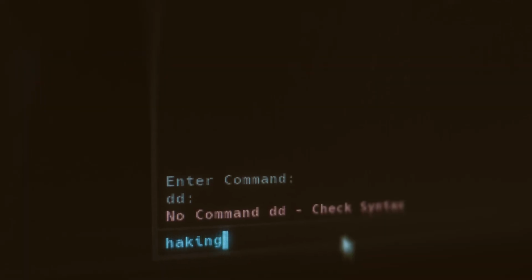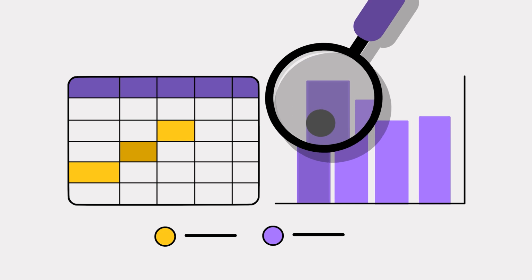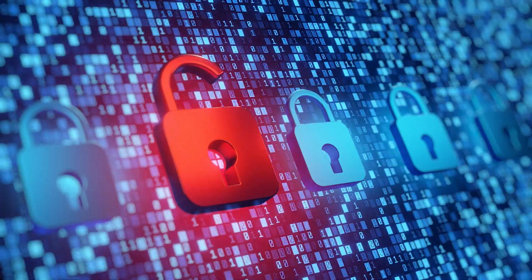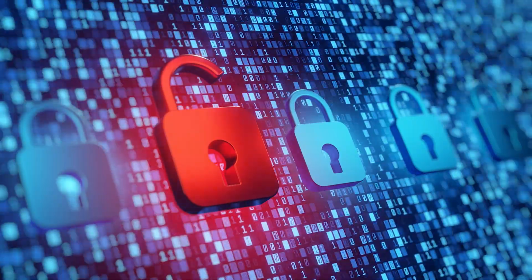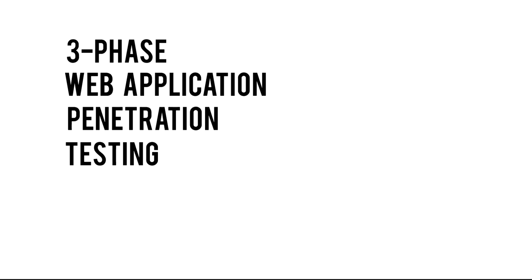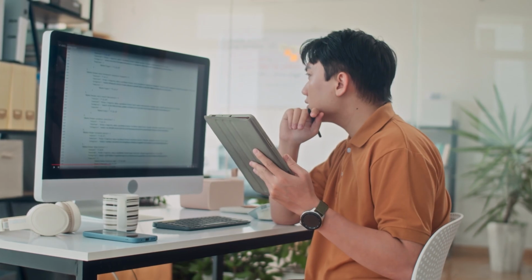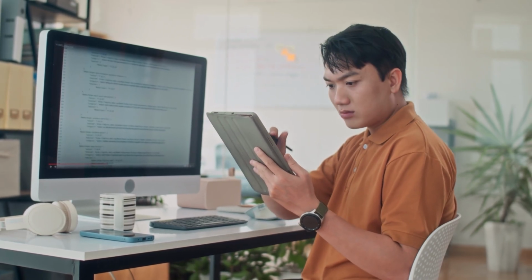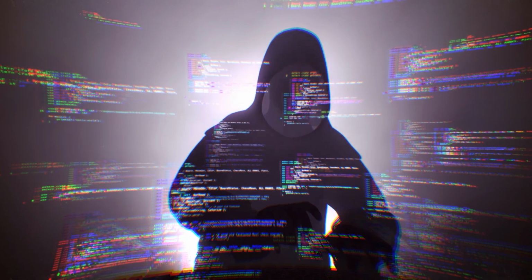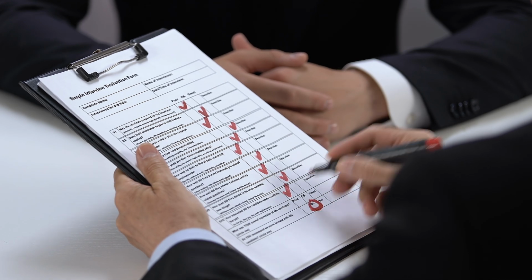Most web app pen tests are either an automated surface-level scan that misses 90% of the real risks, or a basic test that only checks for the top 5 or 10 common vulnerabilities. In this video, I'm going to break down the specific 3-phase web application penetration testing system that serious companies use to find the business-critical flaws that automation misses, see exactly what an attacker can do once they bypass authentication, and get a prioritized list of fixes based on real business impact, not just a technical severity score.